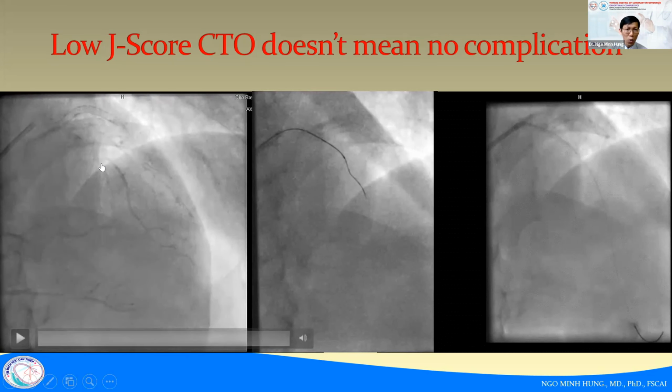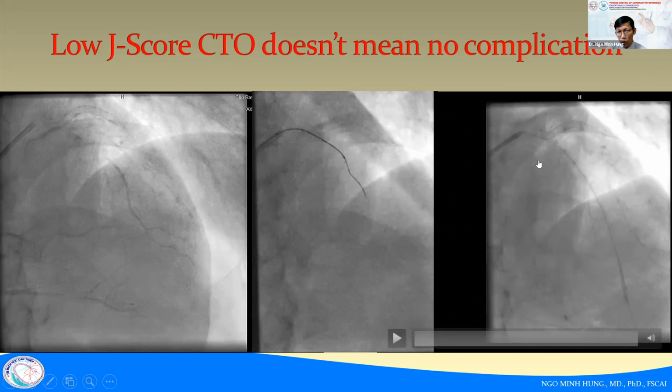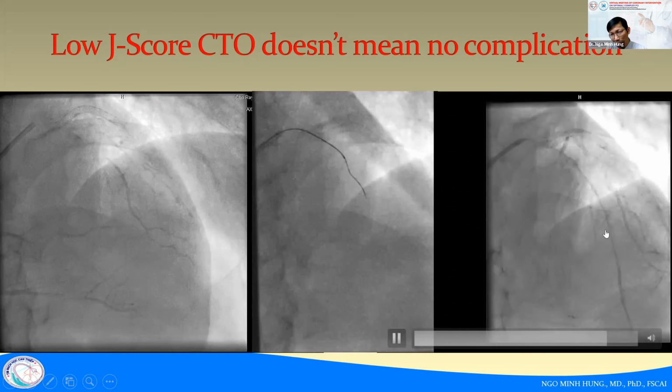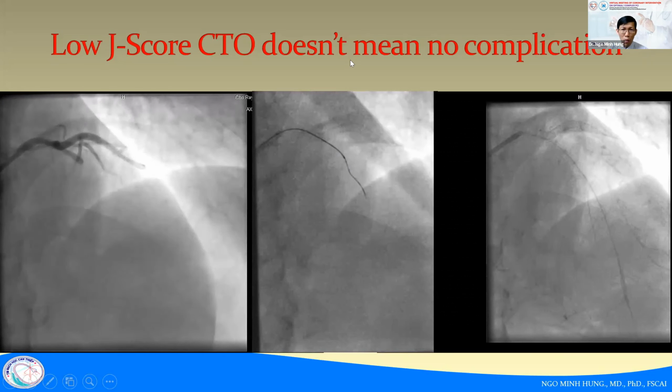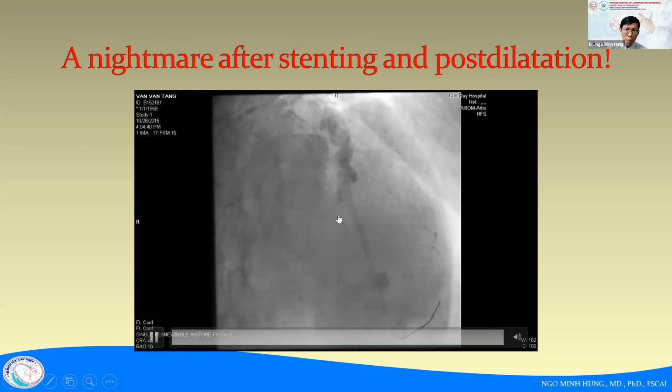So I chose to open the LAD CTO first, because we think it supplies the large myocardium. So I use the microcatheter with the Gaia CTO wire, and then go through the CTO, do the ballooning, and you can see that we open the CTO body and the wire is in true position. However, what happened? This happened when we put in two stents, and then we did the post dilatation with the high pressure balloon. So a rupture here.